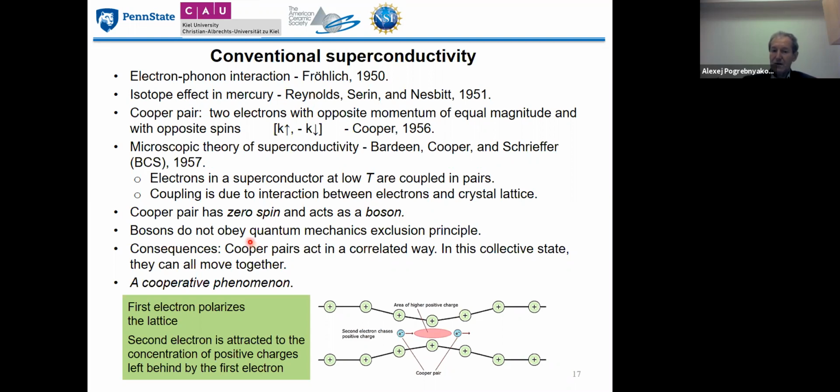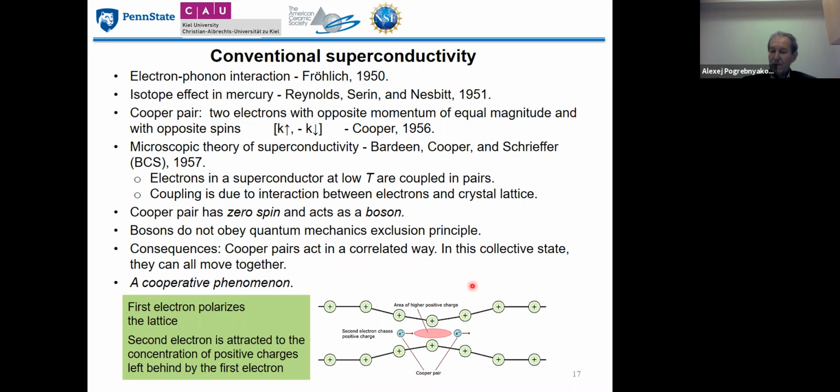So this is a property of bosons. Unlike fermions, bosons do not obey the quantum mechanical exclusion principle. As a consequence, the Cooper pairs act in a correlated way. This is a collective state, and similar to photons, they can move all together. This is a cooperative phenomenon.